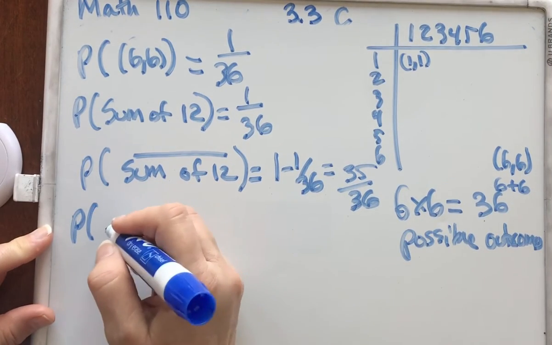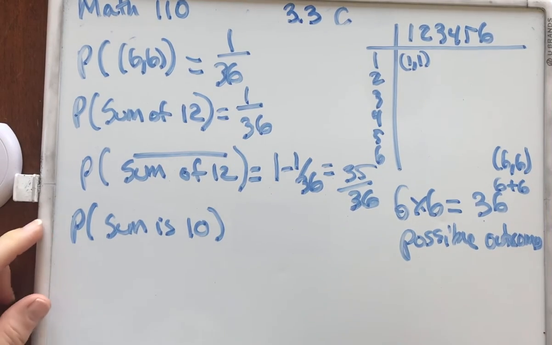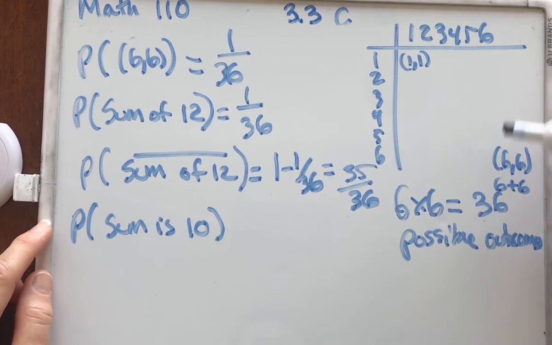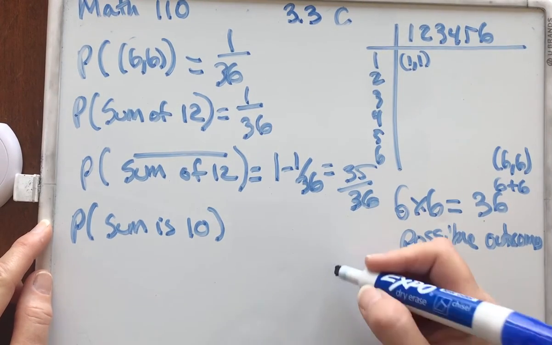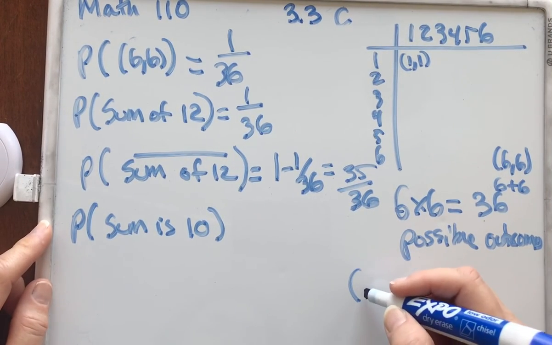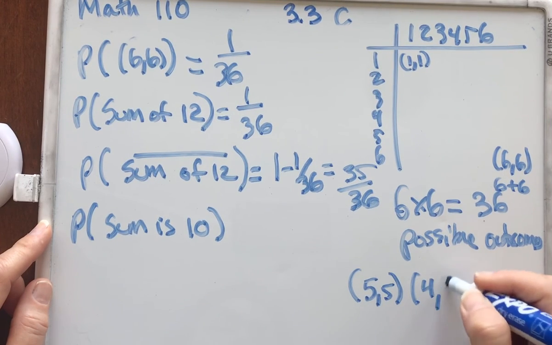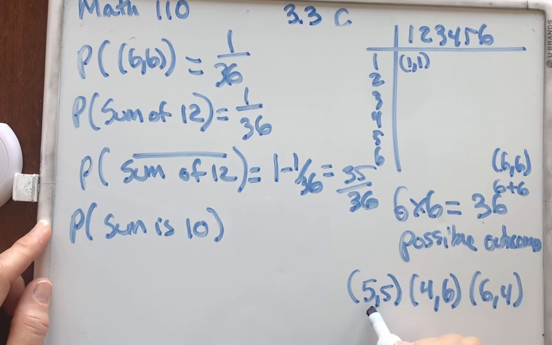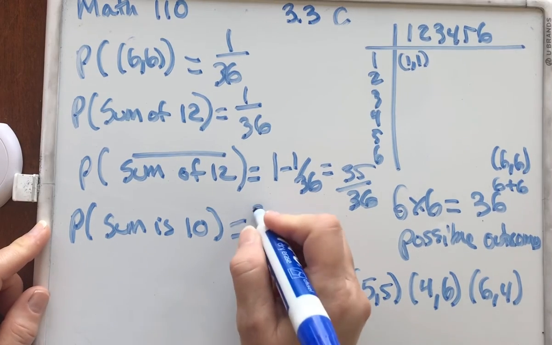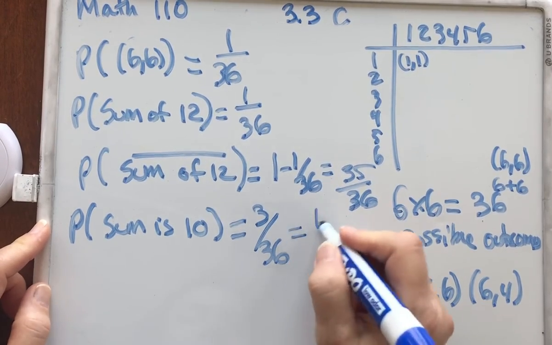Okay, the probability of the sum is 10. Well, let's look at the sets of these dice that we roll that would equal 10. I'm going to go over here and say, well, we know 5 plus 5 equals 10. We know 4 plus 6 equals 10. And we know 6 plus 4 equals 10. So we have 3 of these that equal to 10. So it would be 3 over 36. And that reduces to 1/12.